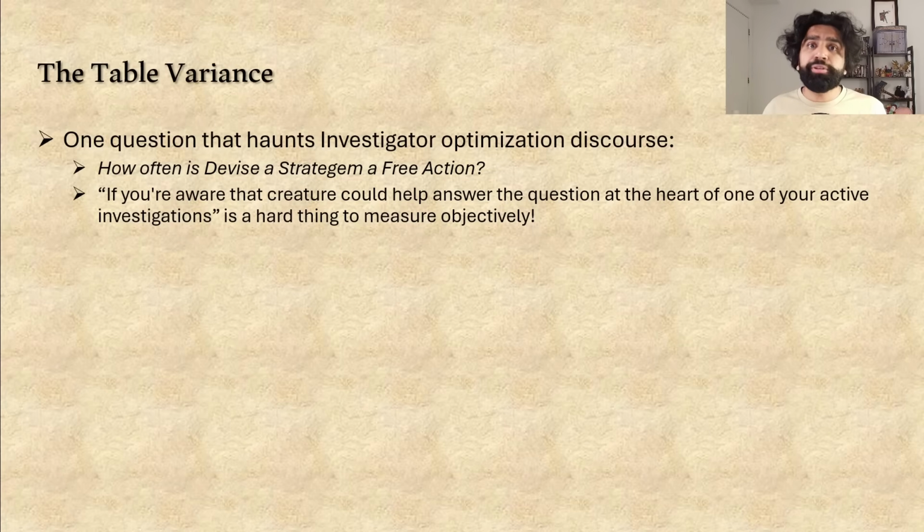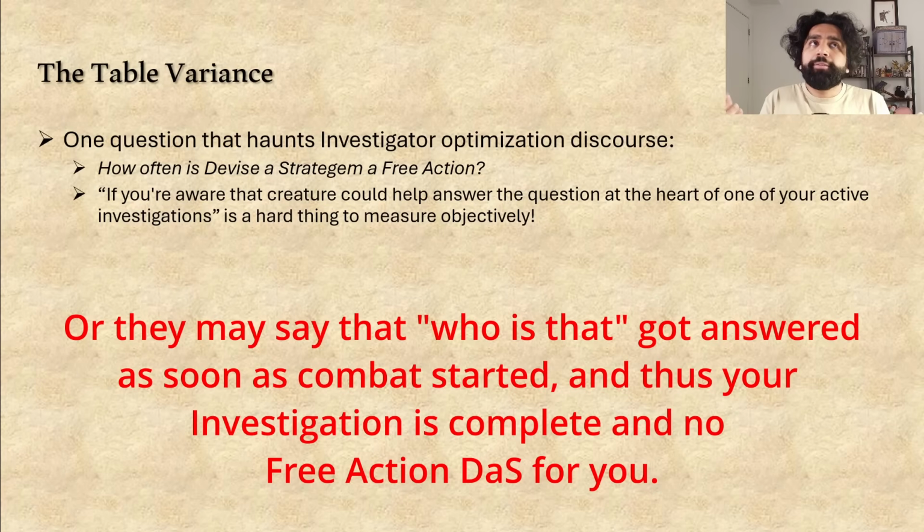If, for example, you find some tracks, they might say that simply wanting to know whom those tracks belong to is an active investigation, and then in combat you can devise that creature until you have identified everything there is to know about that creature type, for example. But others might just say that there needs to be something larger than who is that for active investigations to be relevant for Devise a Stratagem.